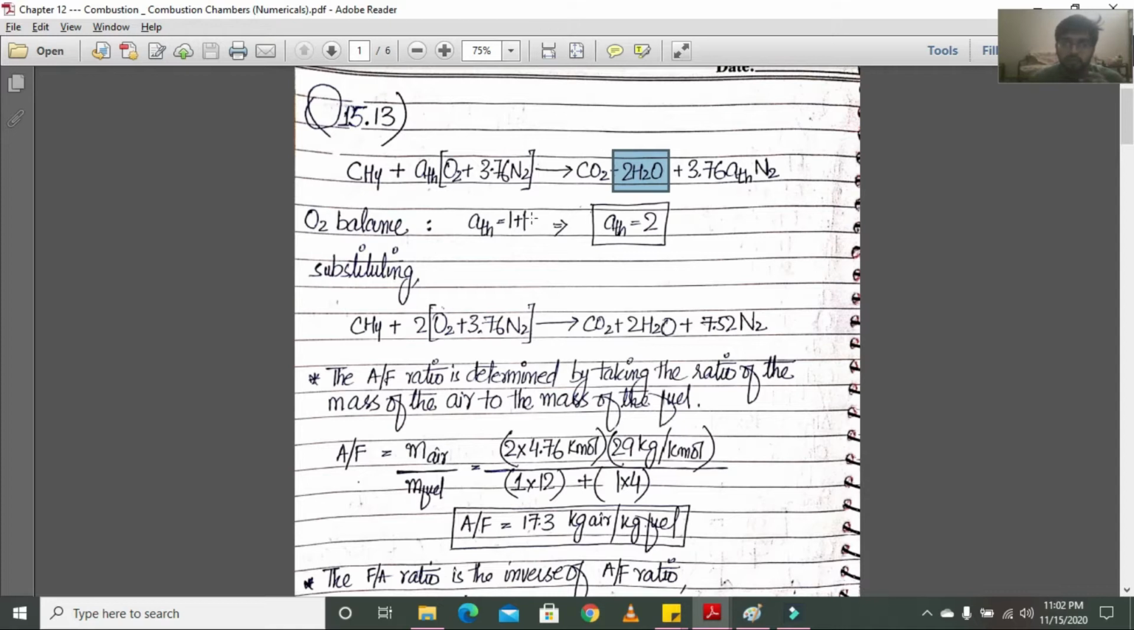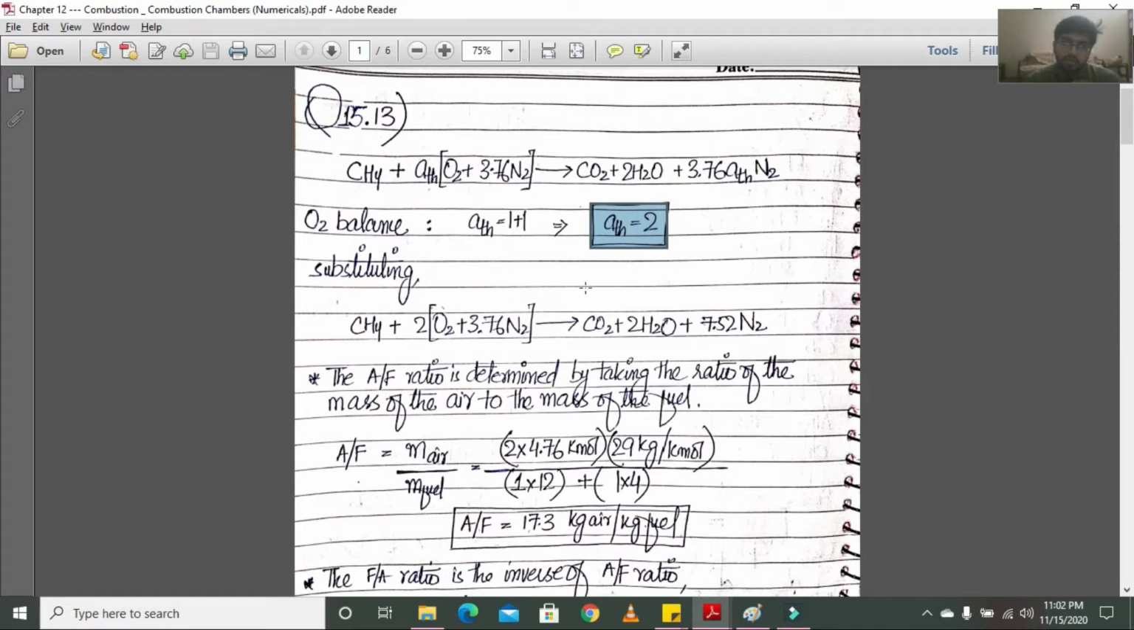So I have mentioned here the 1 molecule, and in the nitrogen we do not have any oxygen, because all of the oxygen of the air is being utilized in forming the carbon dioxide and water vapors. So this is the oxygen molecule balancing. We will simply add it in order to get the ATH, which is coming out to be 2.